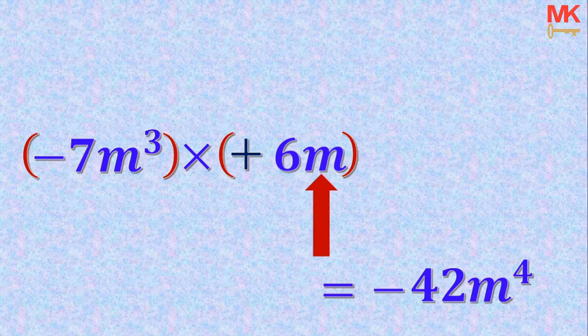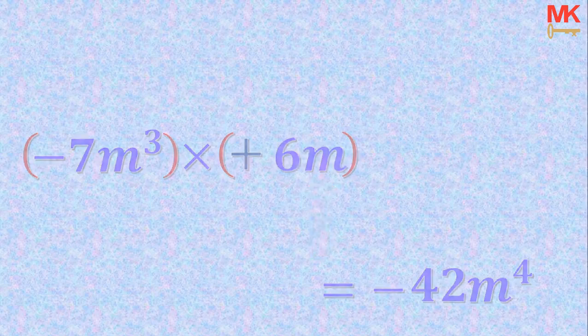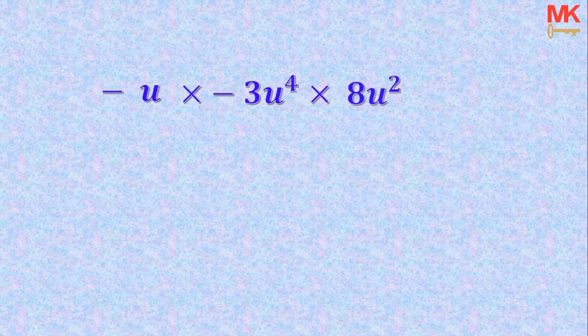All right? So let's see the last example for today. If we have negative u multiplying negative 3u raised to the power of 4 times 8u squared, okay? Okay, this is still very easy. If you check the first term, negative u, it looks like it doesn't have a coefficient, and it looks like it doesn't even have an exponent as well.